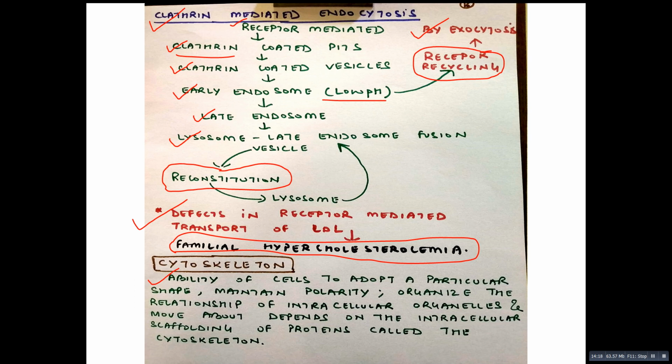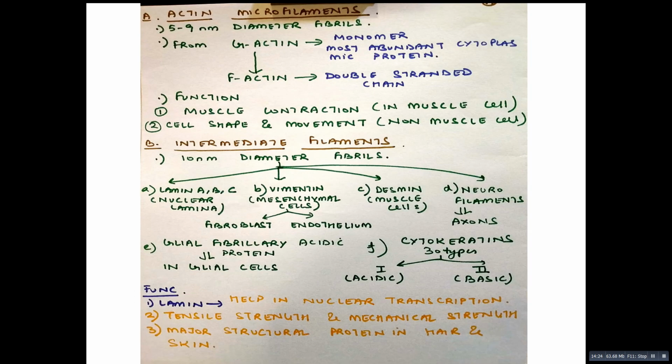There are three main kinds. One is the actin microfilament, second is the intermediate filament, and third being the microtubules. So please note down, these are very important points, exam based.